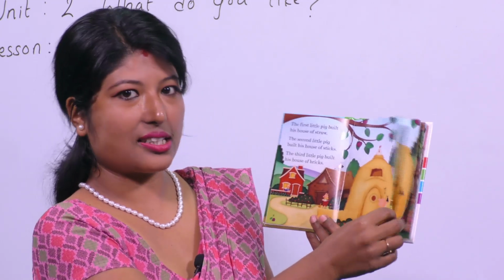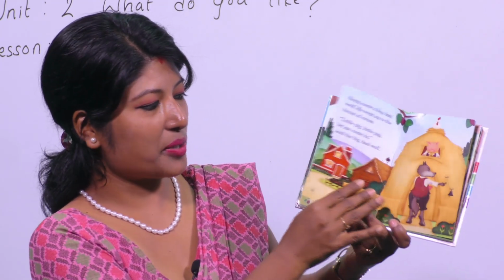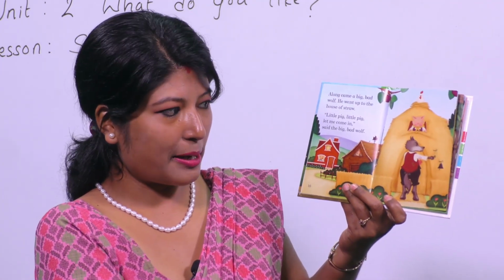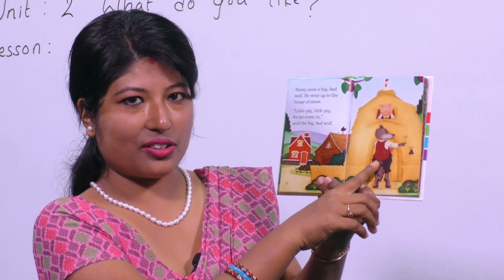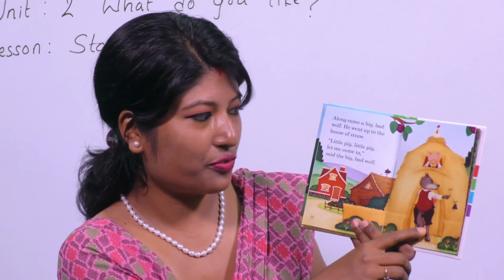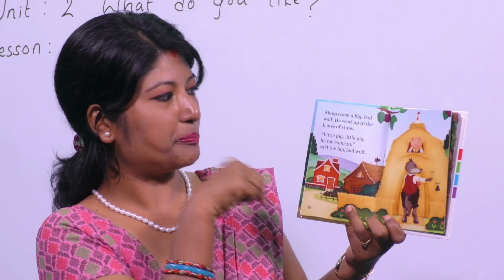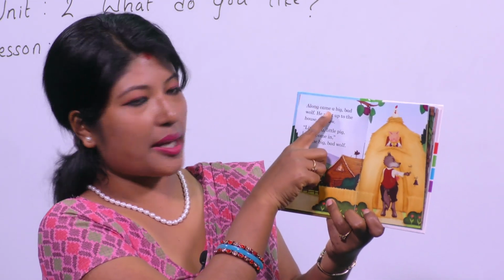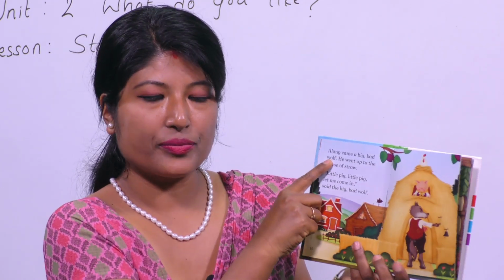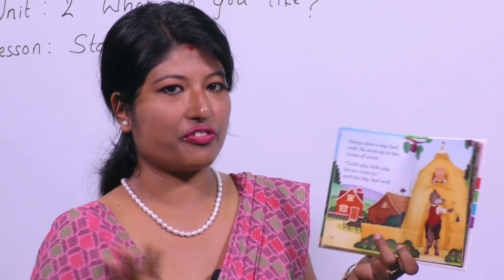Then what happens? Let's see. Okay, what's there in the picture? All three houses are still there, and there comes a wolf. Okay, what happened? Let's see. Along came a big bad wolf, very bad.